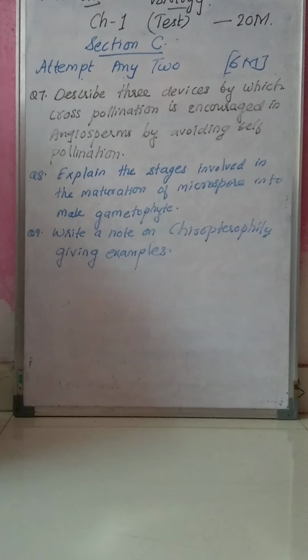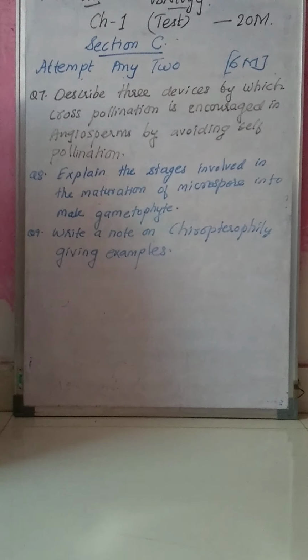Next is section C. Now section C is for 3 marks, which means each question of section C is for 3 marks. Okay, so attempt any 2. Attempt any 2 is for 6 marks, means 1 question will be for 3 marks.